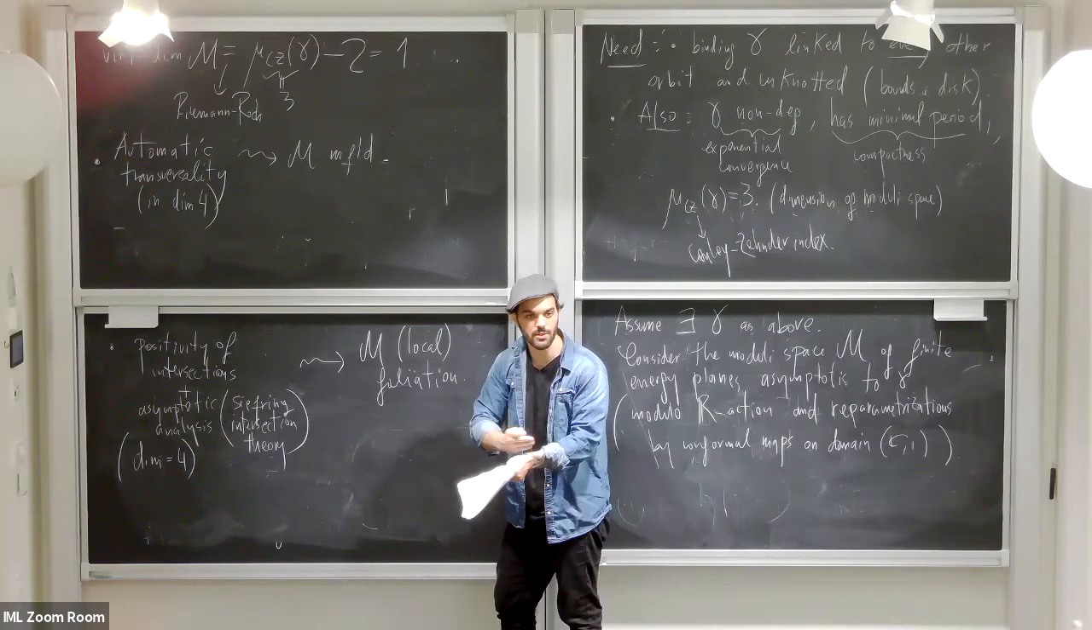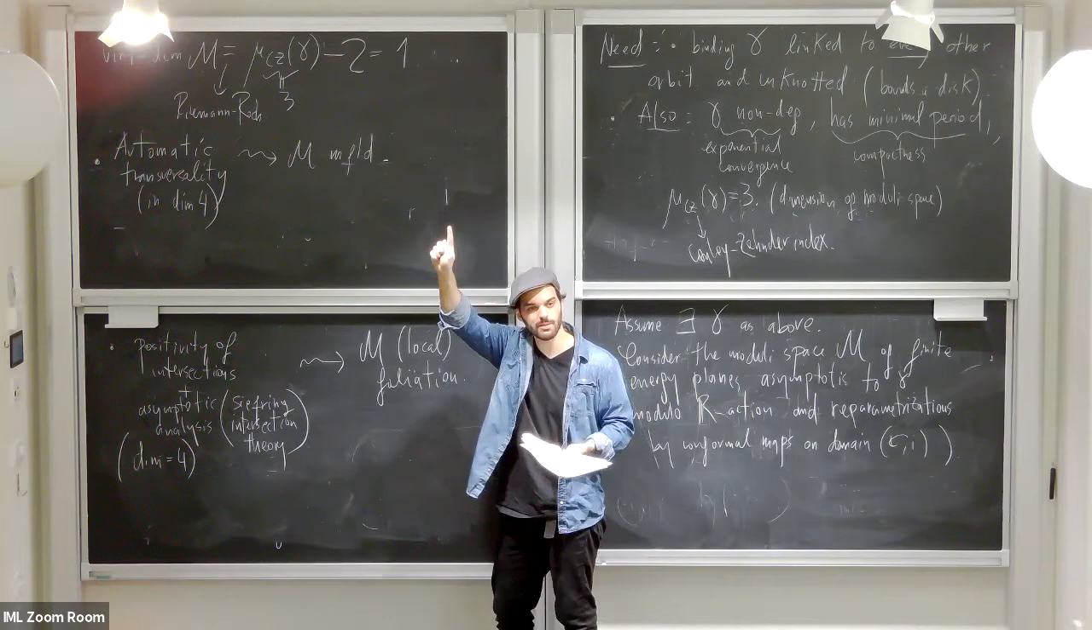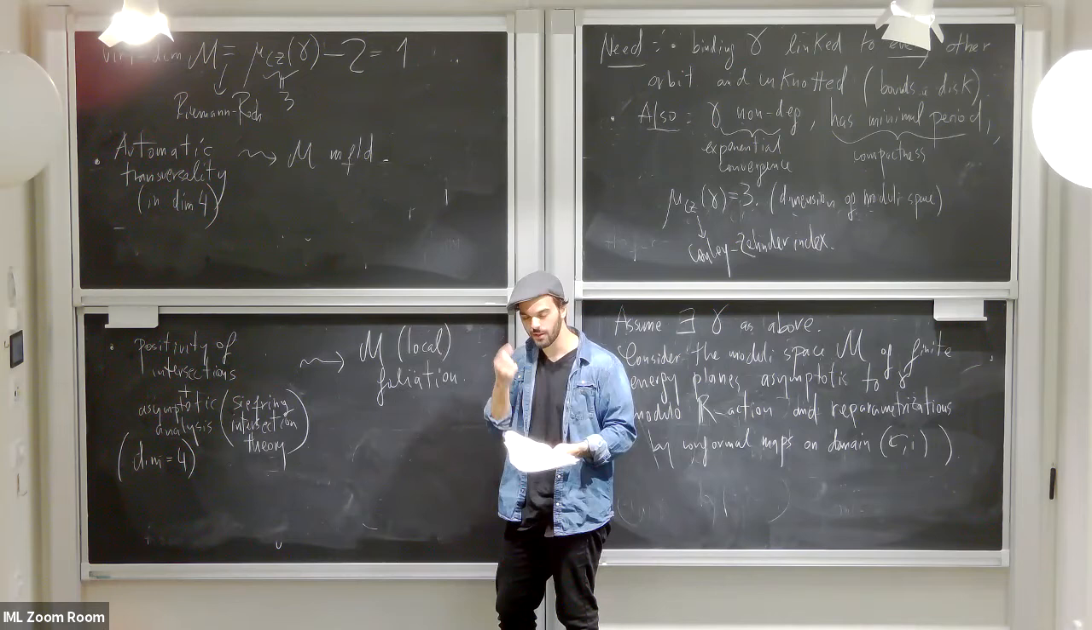Okay, so what does M being a local foliation mean? It means that through every point on sigma... Every element in M is a map to the symplectization. I project it down to sigma, and I'm saying that what I obtain after I've done that is that I can think of each element in M as a leaf of a local foliation.